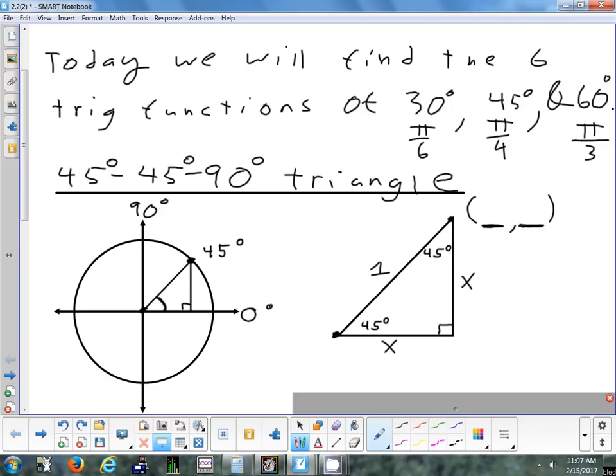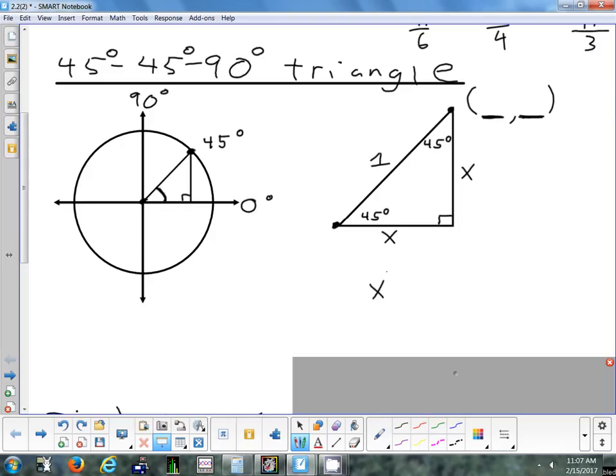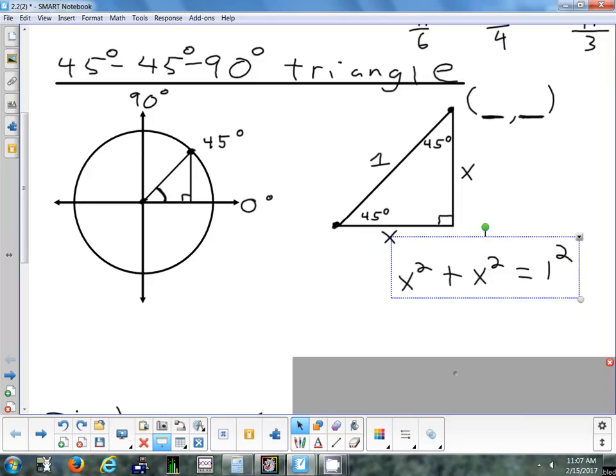Something you've done before, maybe not in this class, but you have done it before. Do you know? Yeah, we'll use the Pythagorean theorem and solve for x. All right. So Jamel, can you set that up for me using what I have in that triangle? X squared plus x squared equals 1 squared. Perfect. X squared plus x squared equals 1 squared, and yes, 1 squared just comes out to 1.